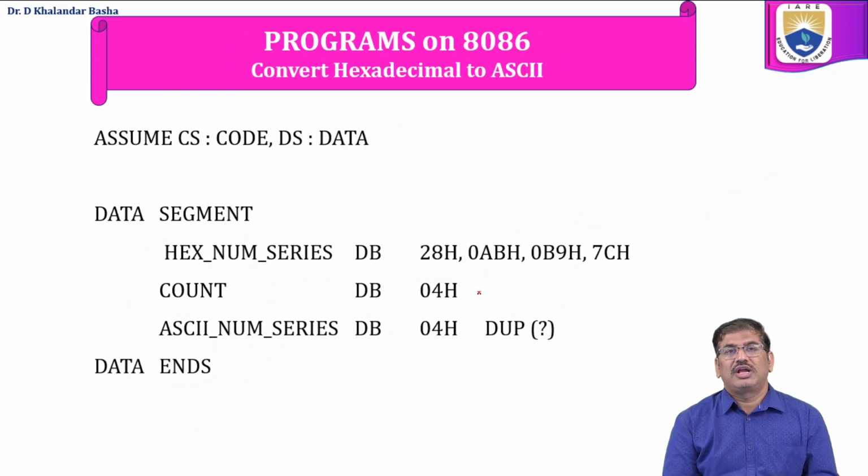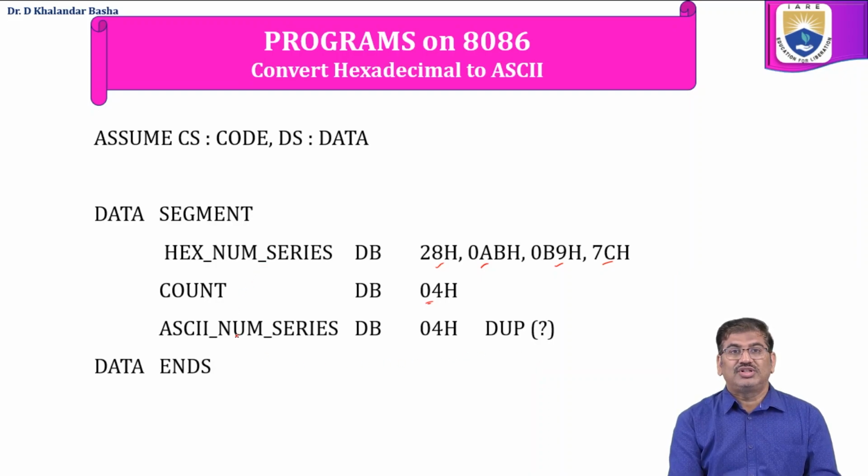Assume CS:code, DS:data. This is for requesting the assembler to reserve the memory for the code segment and data segment. To start the segment, we use the segment directive. As it corresponds to the data, we proceed with the data segment. In this example, we are considering HEX numbers as a series of numbers of 8 bits, defined by DB. How many values are we going to have here? 1, 2, 3, 4 numbers. So we place 04 as the count in the count variable.